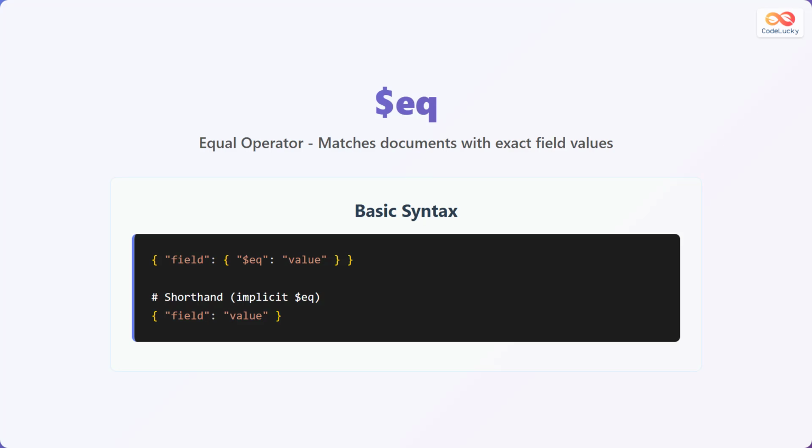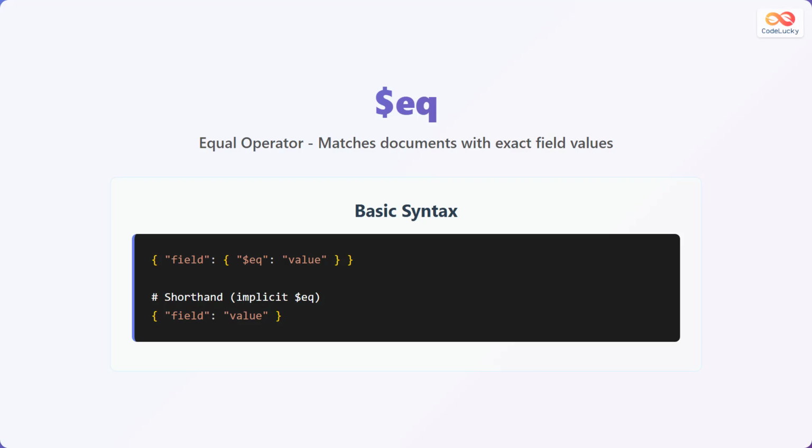Here we have the $eq operator, which stands for equal. It matches documents where the value of a field is exactly equal to a specified value. The basic syntax is shown here. You specify the field name, then use $eq followed by the value you're looking for.